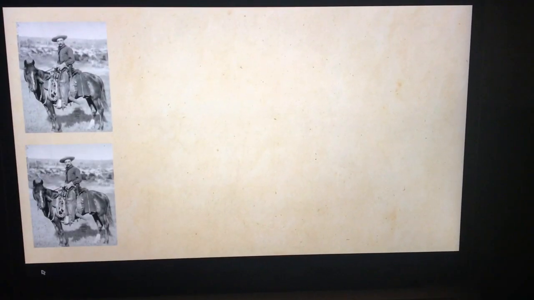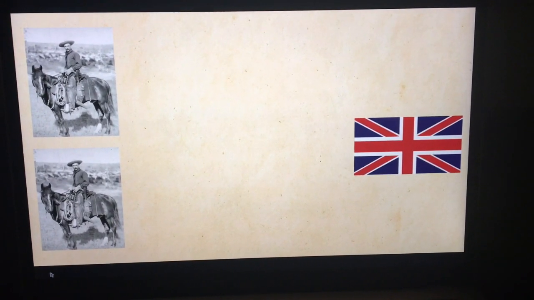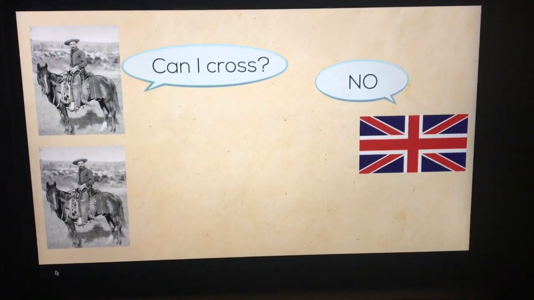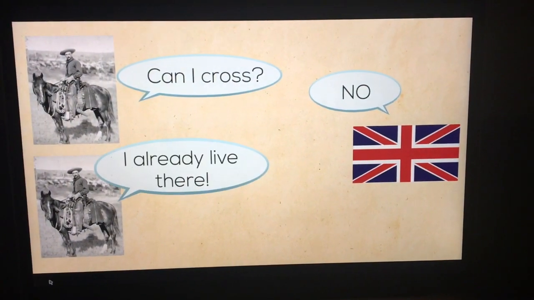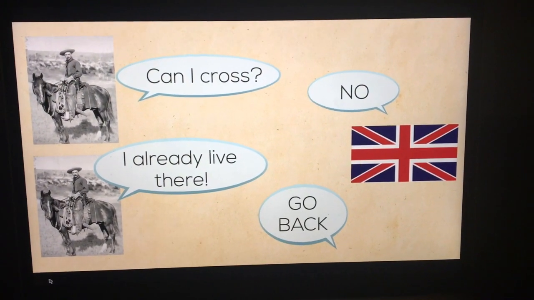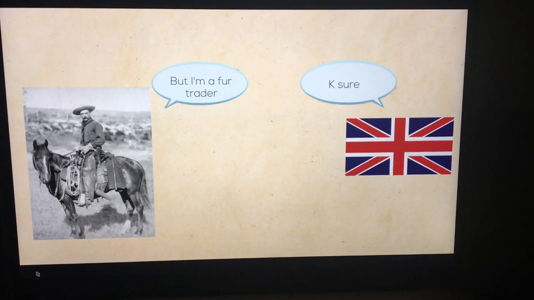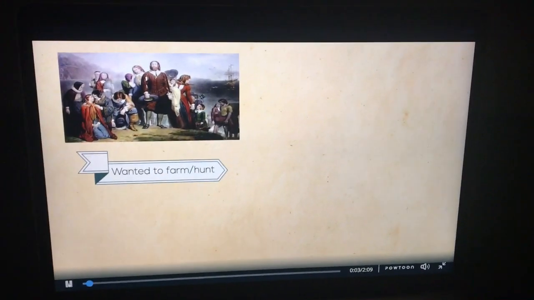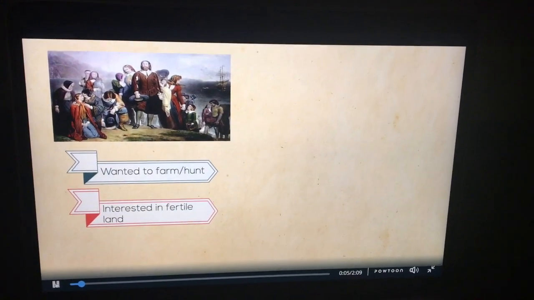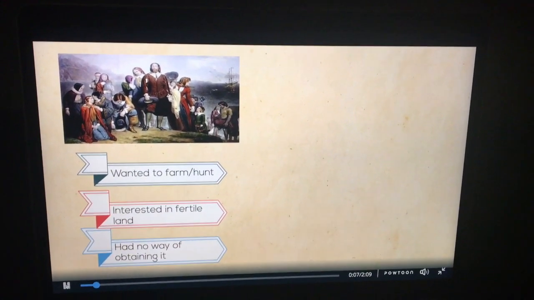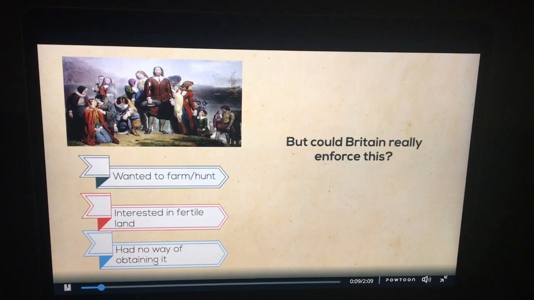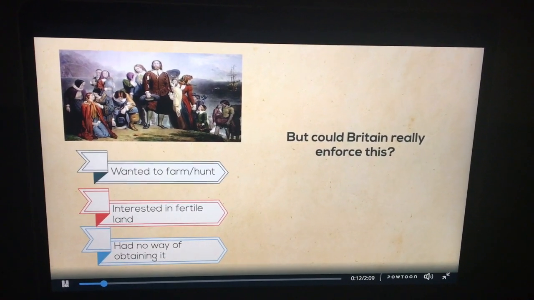The proclamation forbade any colonist from crossing the boundary with the intent to make settlement and required anyone who had previously settled out west to return to the east. However, licensed fur traders were given special permission to hunt in the Ohio and Mississippi valleys. Colonists were very interested in farming and hunting in such fertile areas, but were also not allowed to buy land from the Native Americans. Even though Britain was in control, they had virtually no way of enforcing the proclamation.